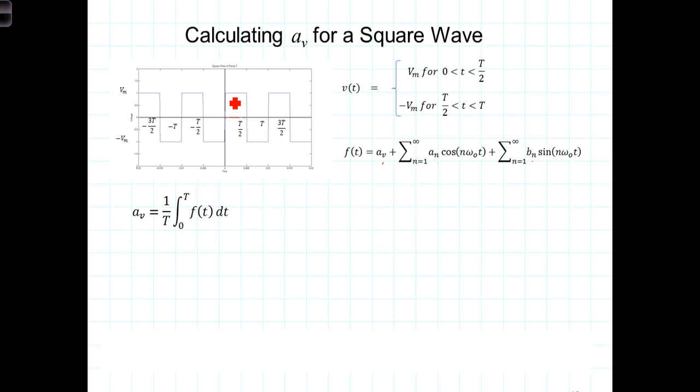During the first half of the period, from 0 to T over 2, the function equals positive E sub m, and during the second half of the period, it equals negative E sub m. So this is a piecewise continuous function defined like that.